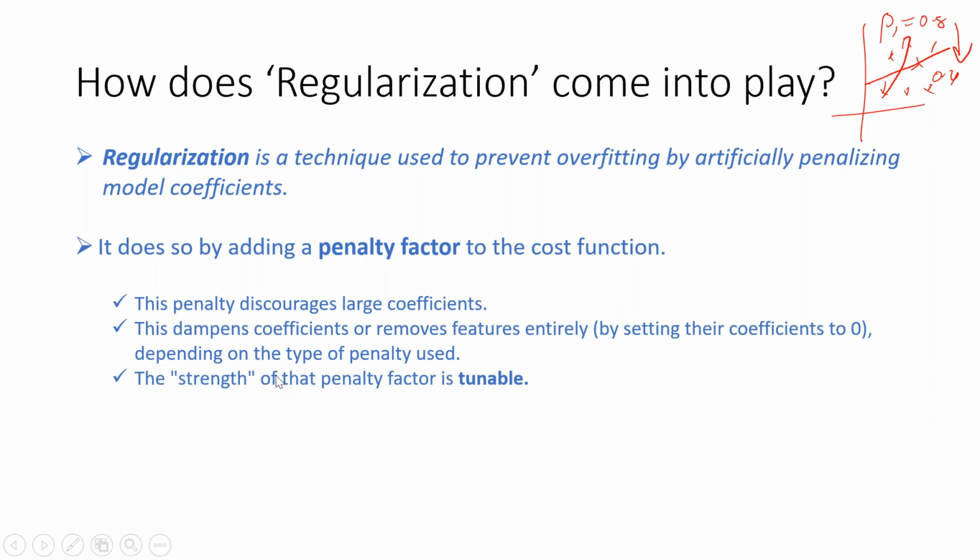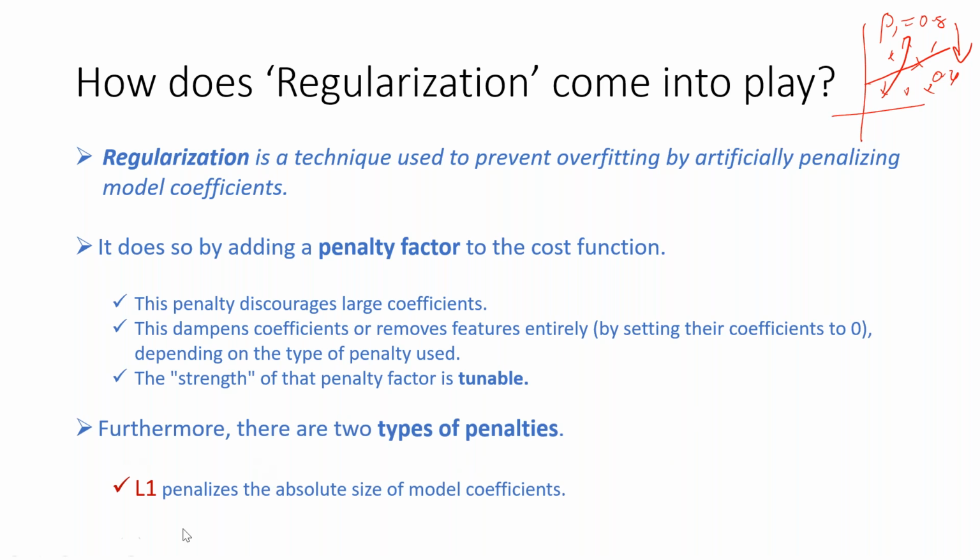The strength of that penalty factor is tunable. Tunable means I can give it from outside when calling the algorithm: there is a standard penalty and there is a strength, and the strength can be adjusted by giving it from outside. Those are typically called hyperparameters of our algorithms. Furthermore, there are two types of penalties. One is called L1. L1 penalizes the absolute size of model coefficients. L2 penalizes the squared size of model coefficients. Don't worry, we'll talk about it now.